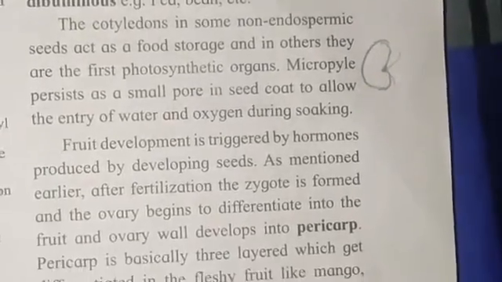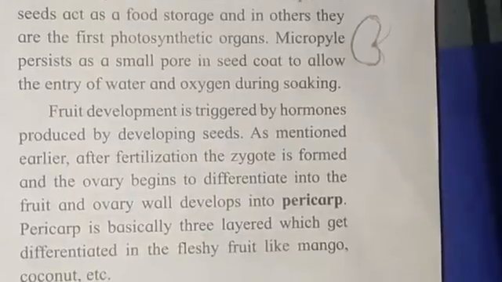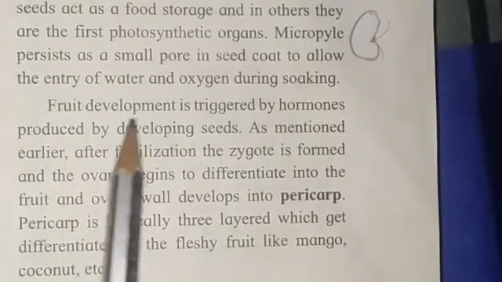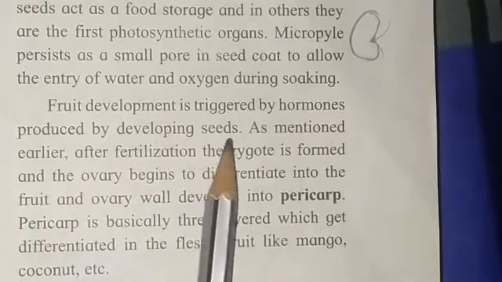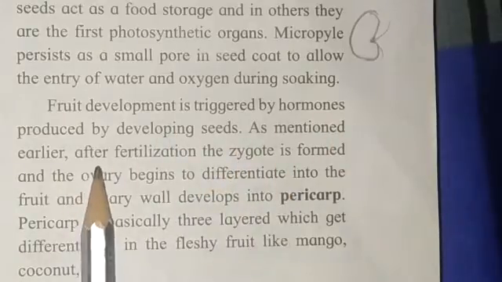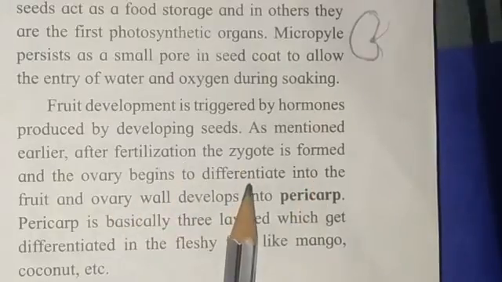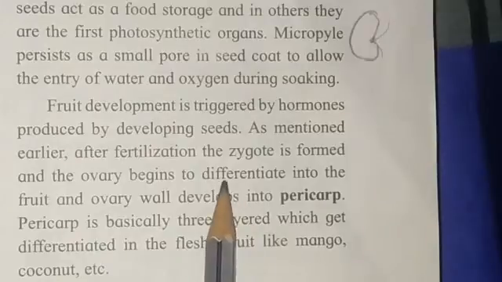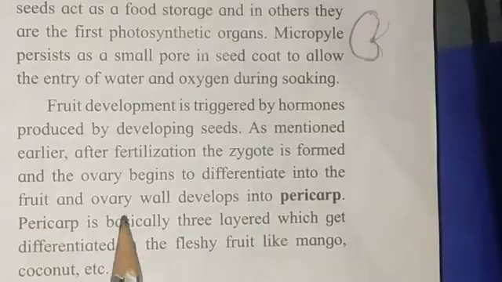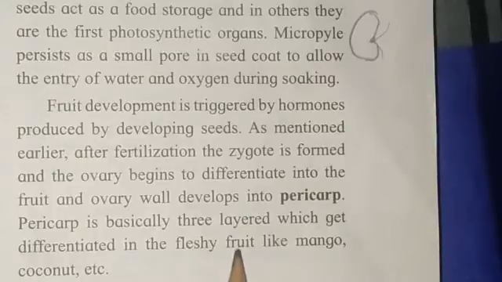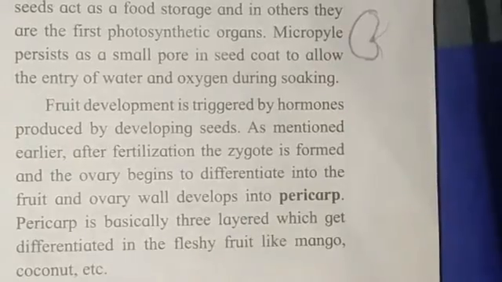When the seed is formed, some hormones are produced, and the production of these hormones triggers the development of the fruit. So fruit development is triggered by the hormones produced by the developing seeds. As mentioned earlier, after fertilization the zygote is formed and the ovary begins to differentiate. The ovary is converted into the fruit, and the ovary wall develops into the pericarp. Many times the pericarp has three layers, and these can be differentiated in some fruits like mango and coconut.